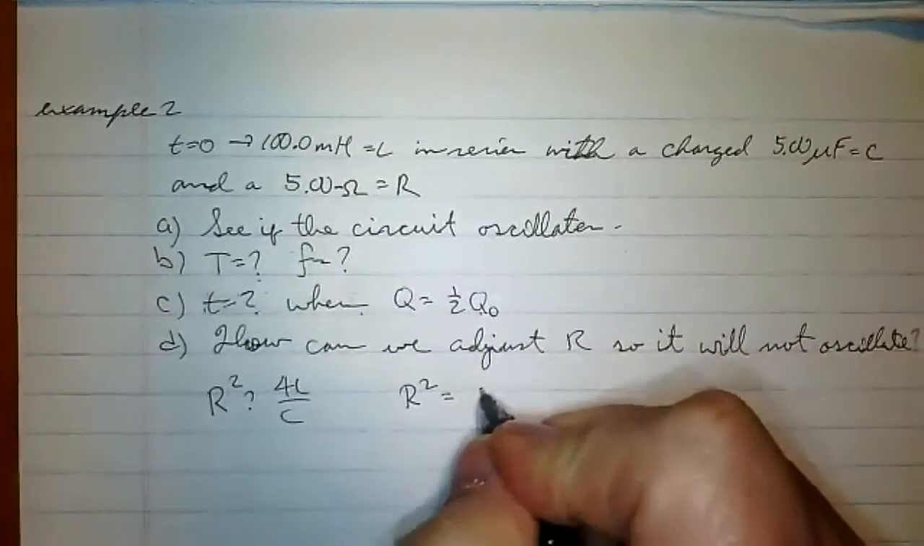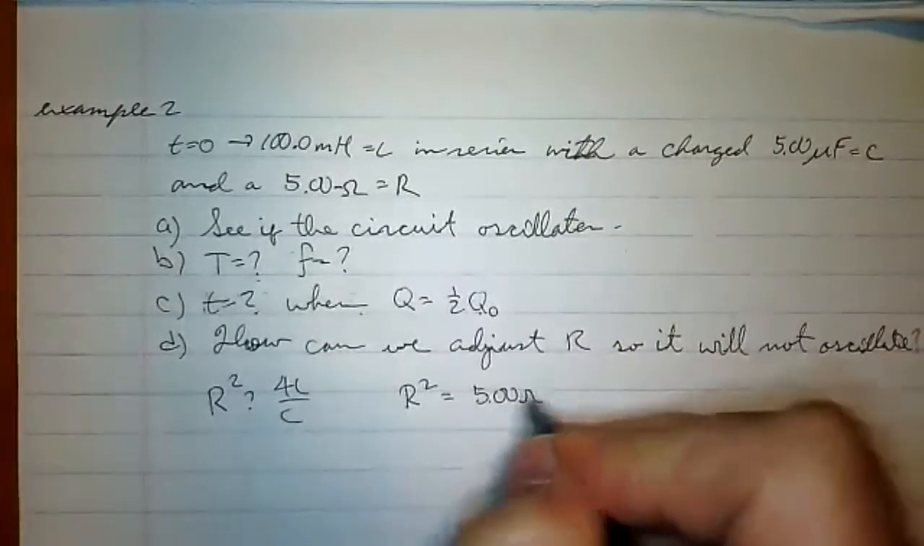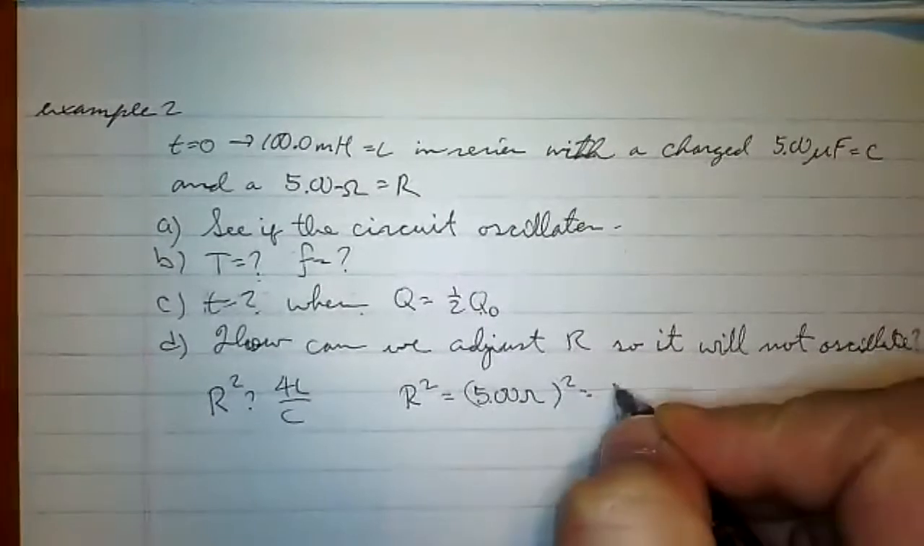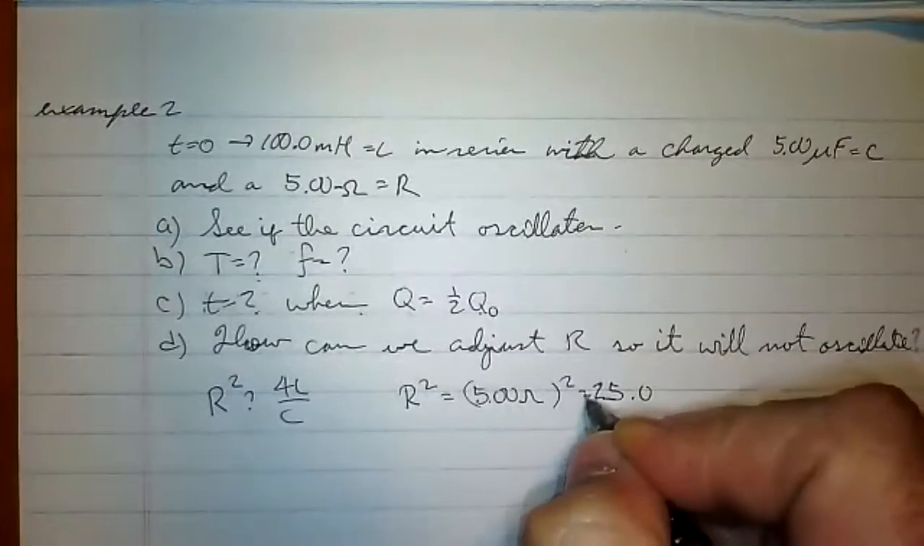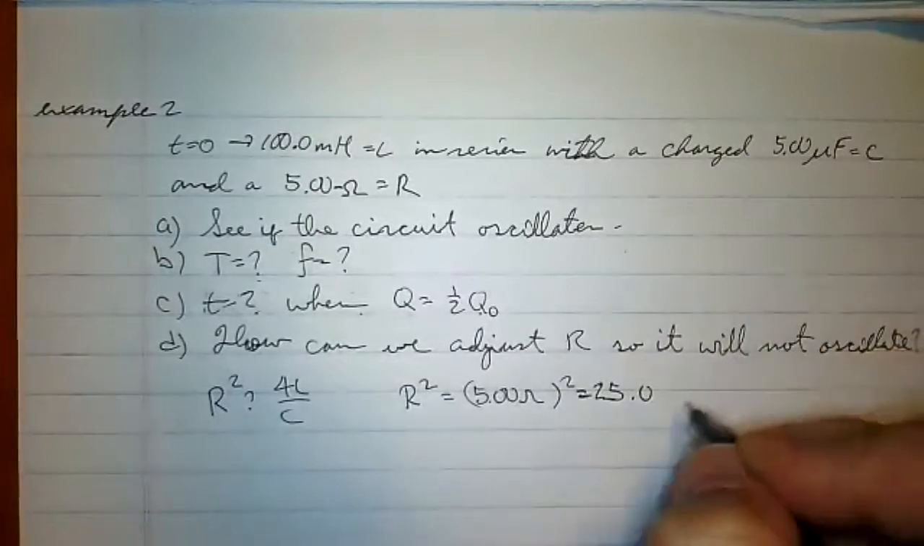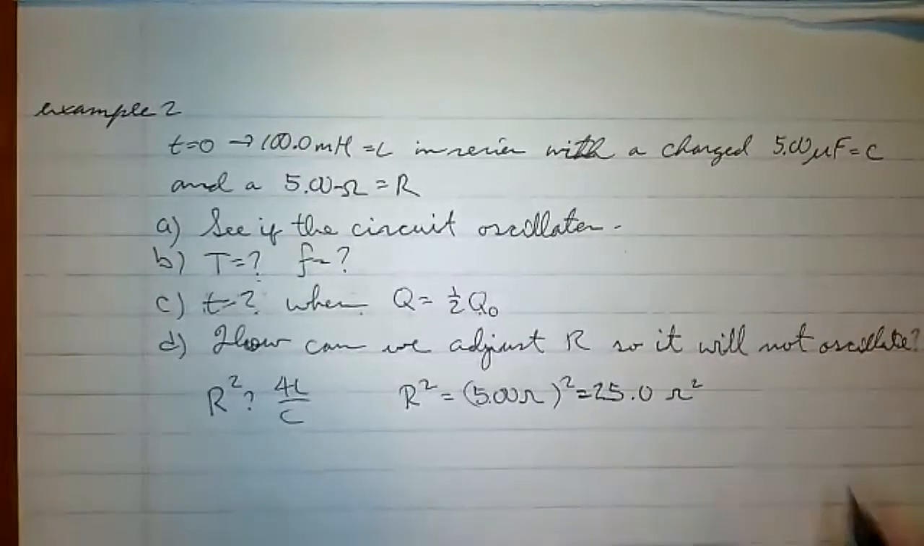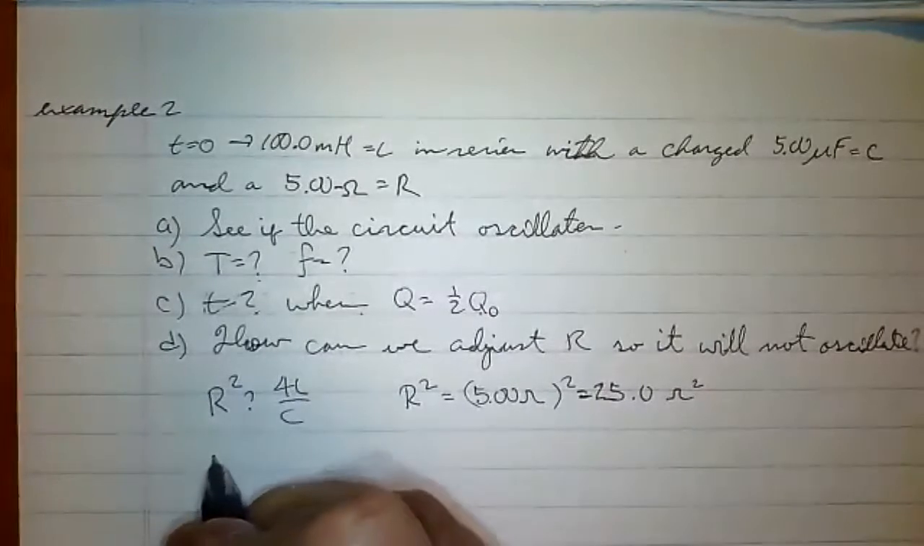R squared is 5 ohms squared. So when I square that, I get 25.0. I don't know why I wrote the 5 first, but I did. 25.0 ohms squared. Okay. What's 4L over C?